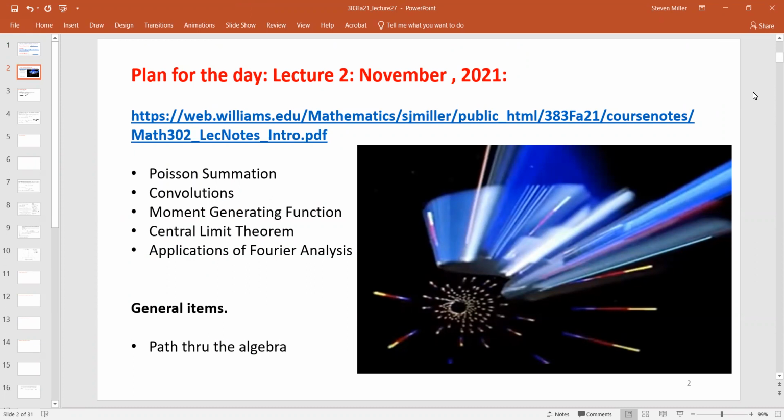We'll be talking about moment generating functions and some of their cousins, characteristic functions. We will talk about the central limit theorem. We'll be talking about applications of Fourier analysis.